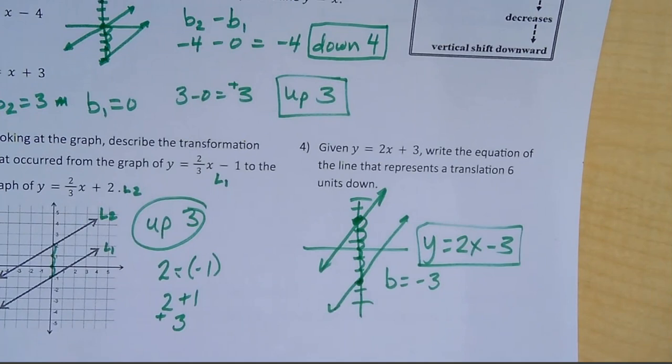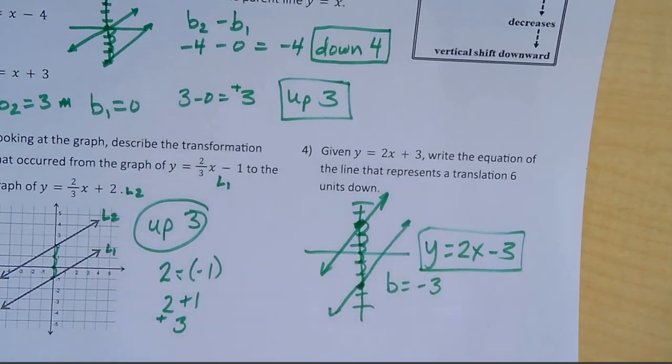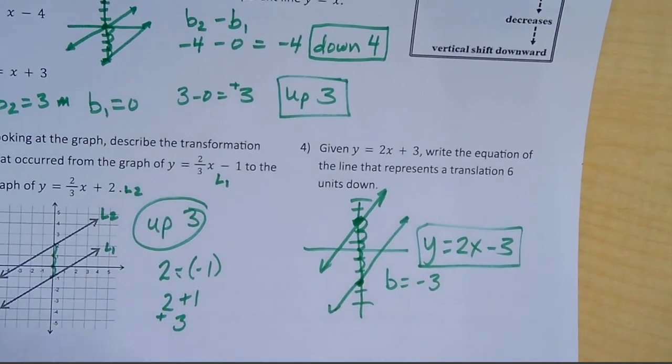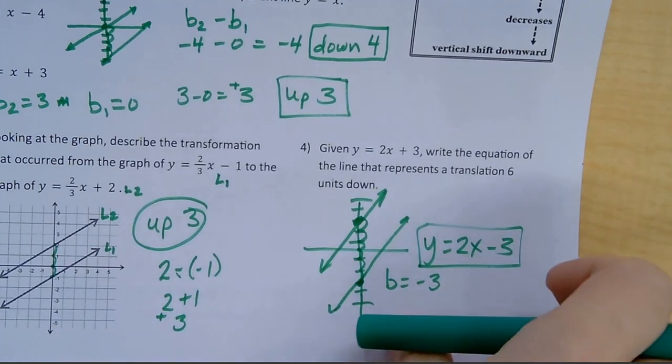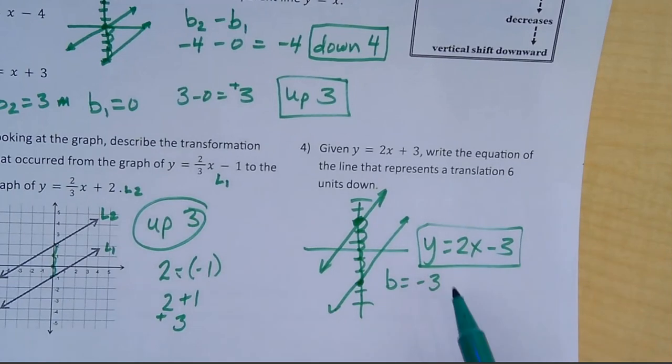And again, you could just pop y equals 2x plus 3 into Desmos and physically count down on that y-axis 6 spaces to see where you ended up. You don't even have to do this kind of math if you don't want to.